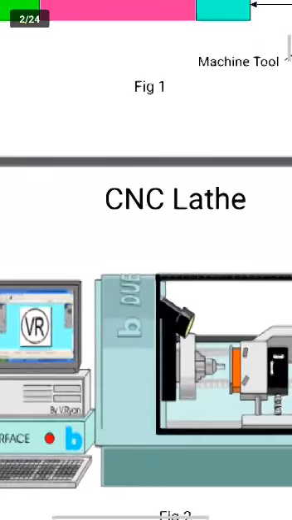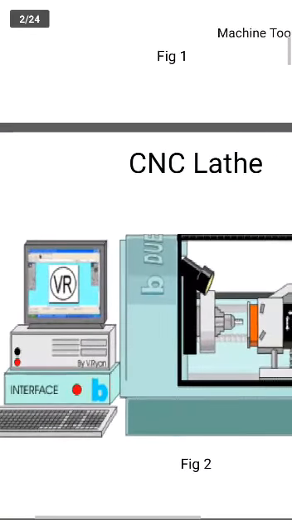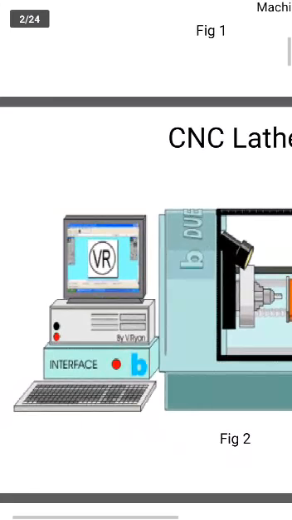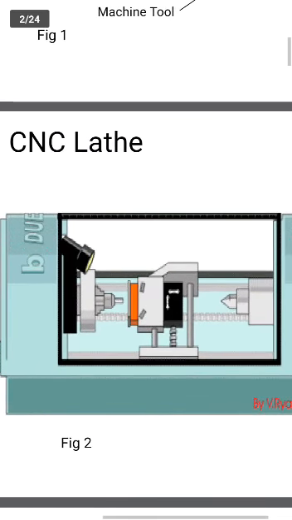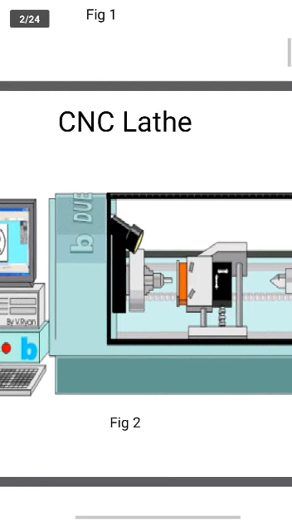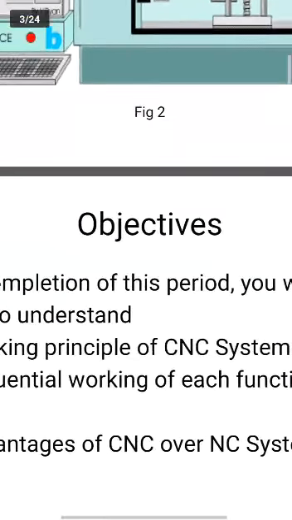So now, this is a CNC lathe machine. Here is the screen where we load the program. From there it goes to the machine, and the machine will run. It has a tool chain, spindle, tools, all those things. See, this is the spindle on and off. So this is a CNC lathe machine.